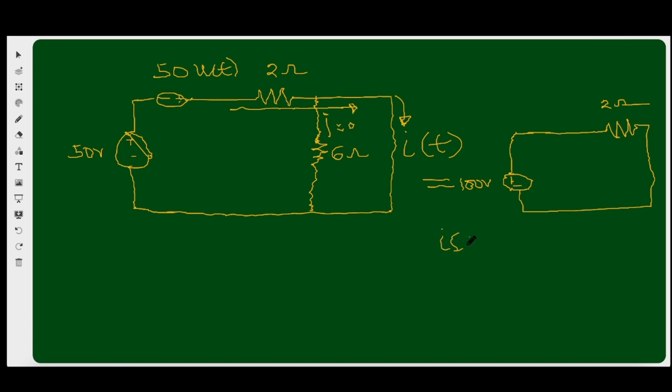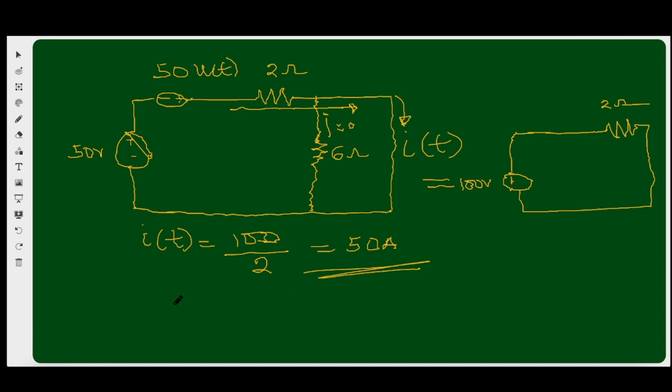So what will be I of t? I of t will be equal to 100 divided by 2 using Ohm's law. I of t is equal to 100 divided by 2 ohms, which is equal to 50 amperes. So our first response is 50 amperes.